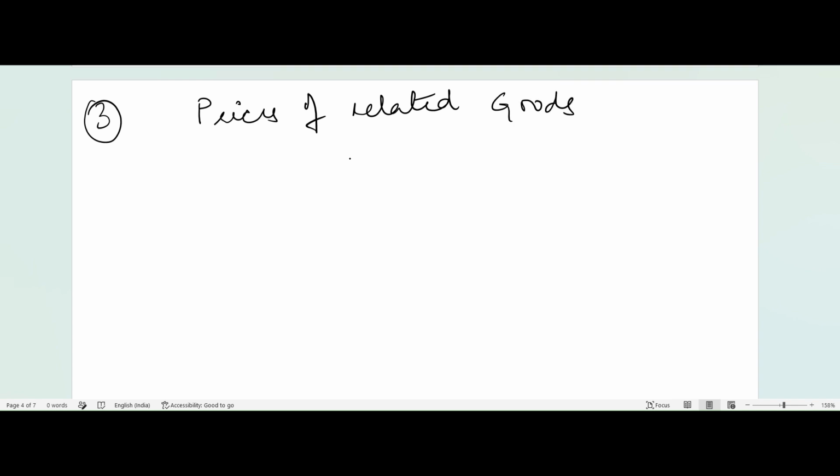All right. Now, in this also, we have two categories. Prices of related goods is basically where we are taking into consideration two goods. We are taking the price of one good and the demand for the other good. That's why the two goods are related, right?